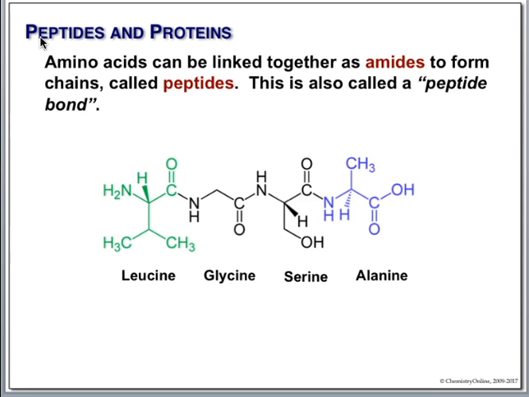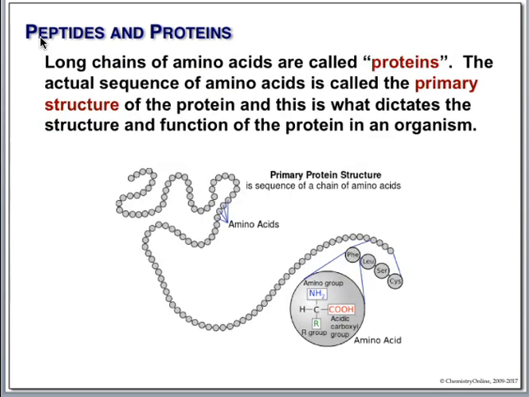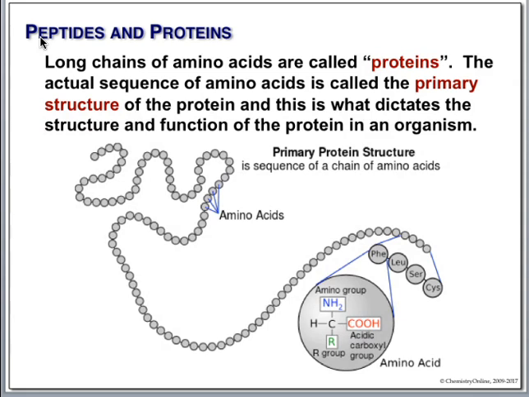Now if I do this over and over and over again, by George, I get a protein. That's where proteins come from. It's simply the polyamide chain here. The amino and the acid groups combine and you make this continuous chain that looks something like this. Primary protein structure, that's the actual sequence of the amino acids.